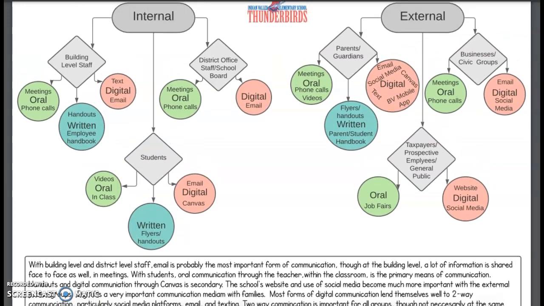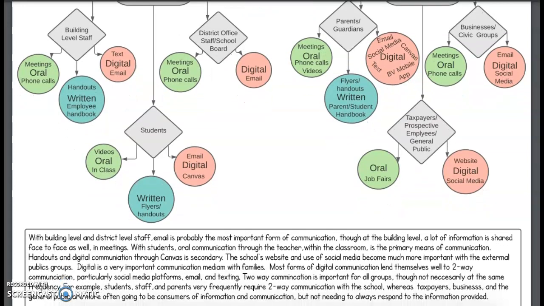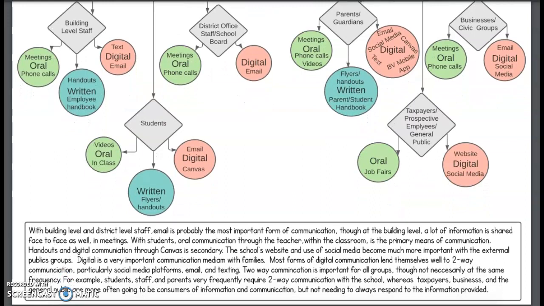So a lot of it might just be the school letting those external groups know what's going on, but it's not always a situation where they necessarily need a response. Now, of course, sometimes there are, and there might be a survey that goes out or that type of thing, but it's just not as important as it is for building level staff and students and parents to be able to have that strong two-way communication.